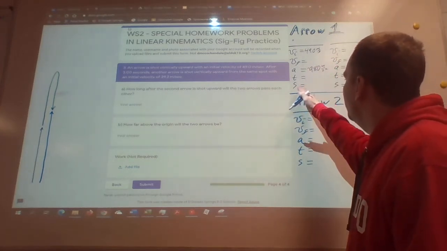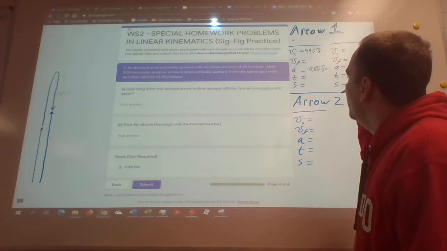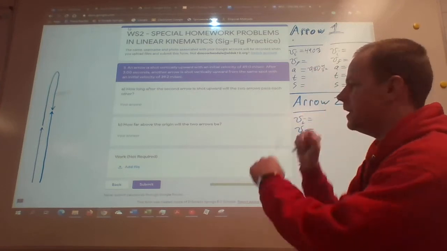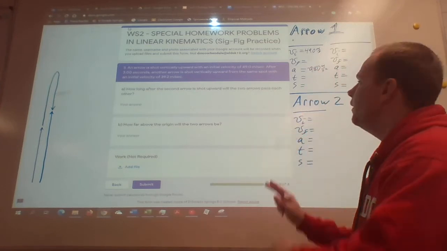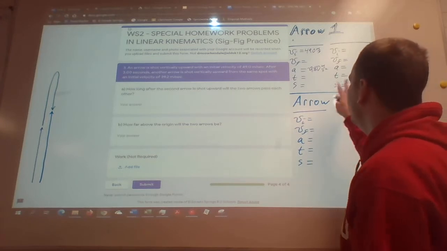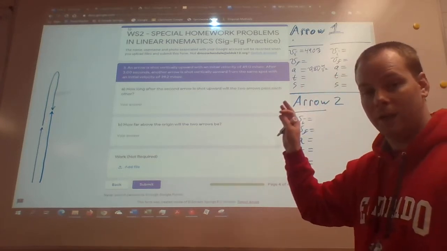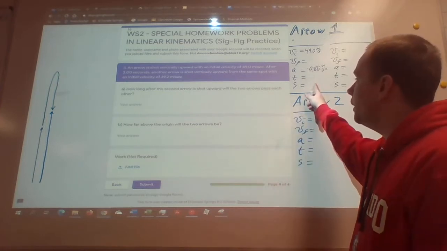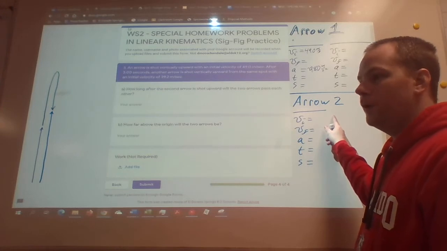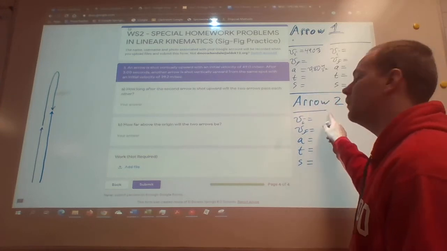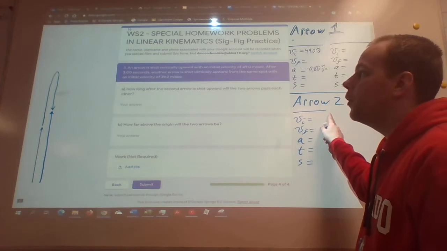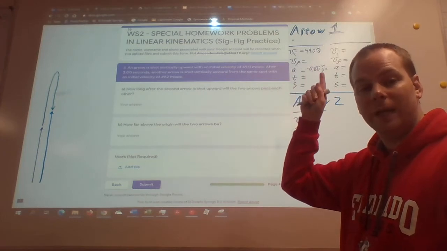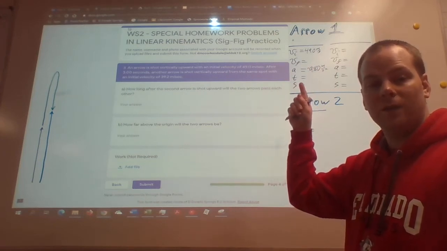Time we'll come back to. S we'll have to come back to. With what we've been given, this is what we know about the instant the arrow is fired. The acceleration is constant throughout the entire problem, so we won't have to deal with that, which is handy. We need to know the information about arrow 1 when arrow 2 is fired. So at what time was arrow 2 fired? It was fired 3 seconds after arrow 1 was. So we need to know information about arrow 1 3 seconds after it was fired.